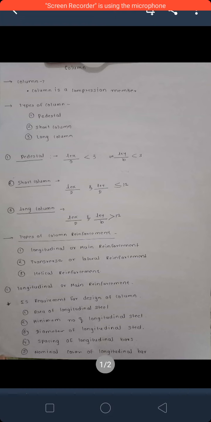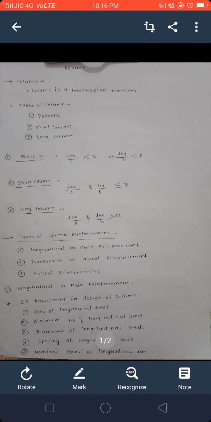Third type is a long column. If a column has LEX by D and LEY by B greater than 12, then it is a slender column in respect of major or minor axis respectively.